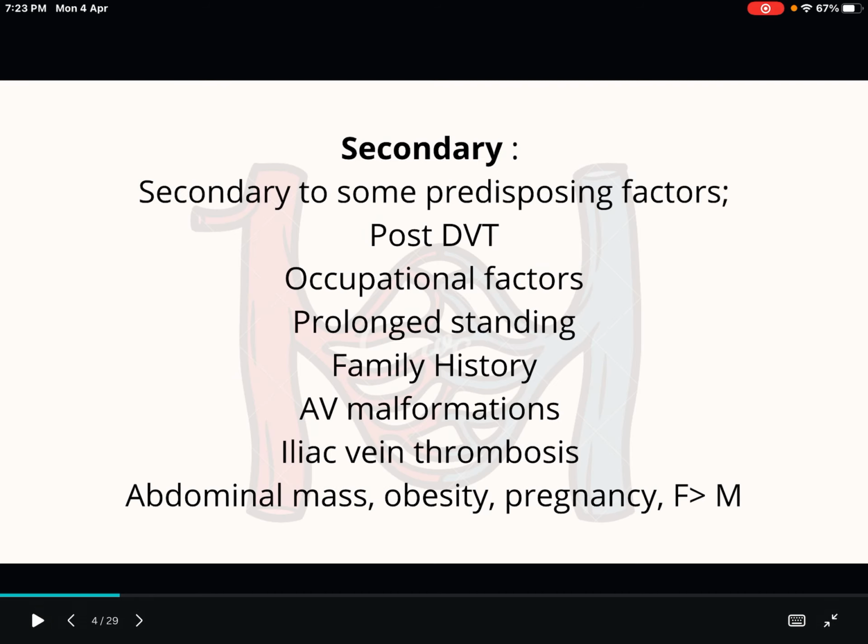Coming to the secondary, it is secondary to some predisposing factors. What are those predisposing factors? Post-deep vein thrombosis, occupational factors, where the person has a job which demands sitting for a long duration of time. Those are predisposing factors for development of varicose veins. Prolonged standing, family history, AV malformations, iliac vein thrombosis, any abdominal mass that is compressing the veins, obesity, pregnancy, etc. And the predominance is more commonly noticed in females than males.